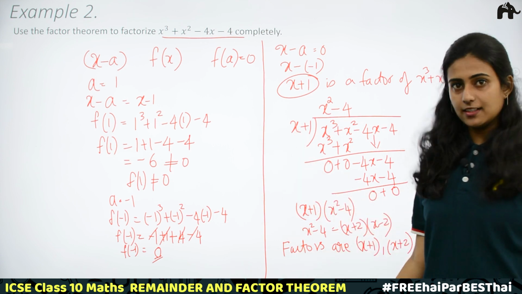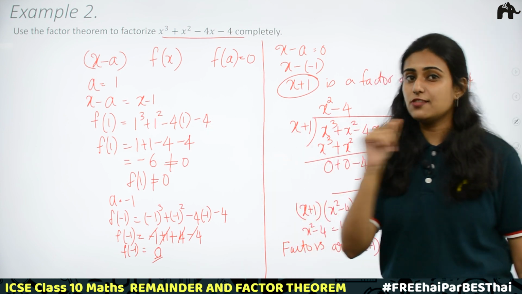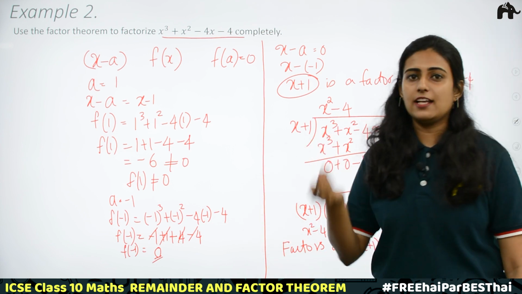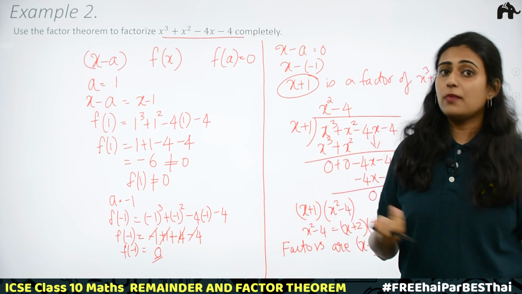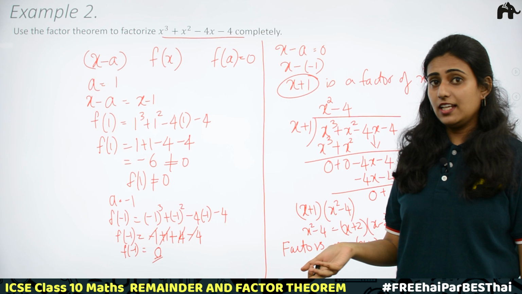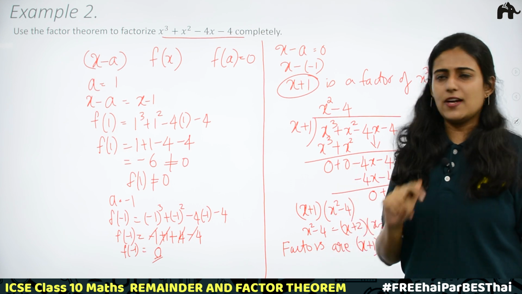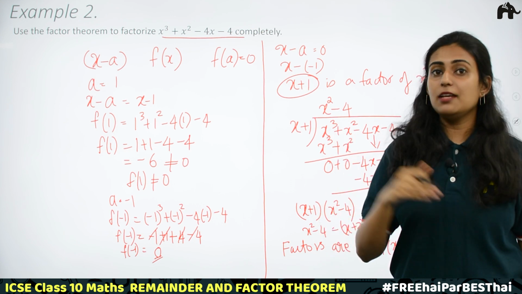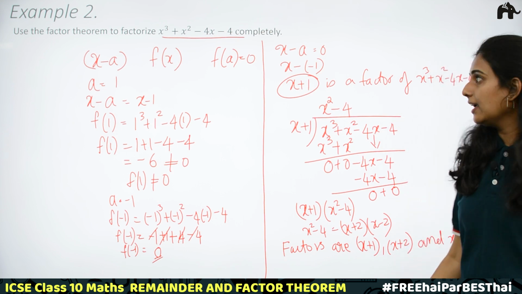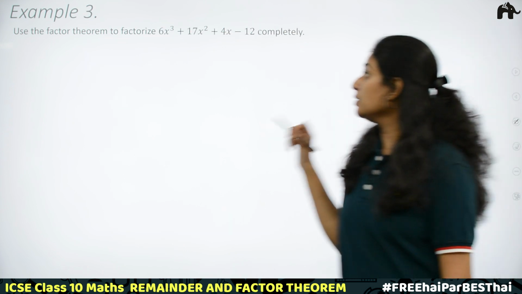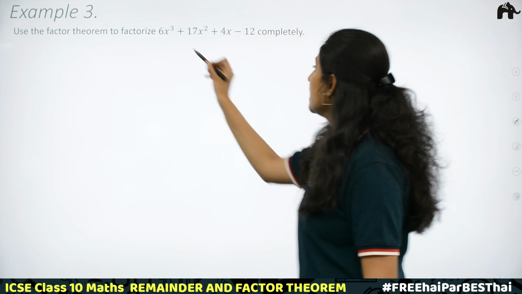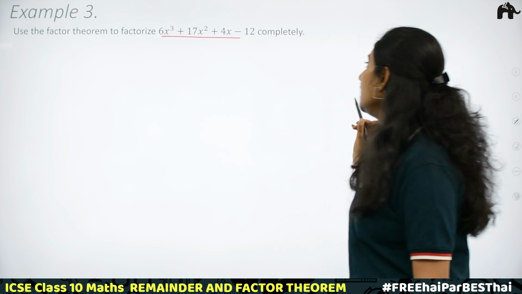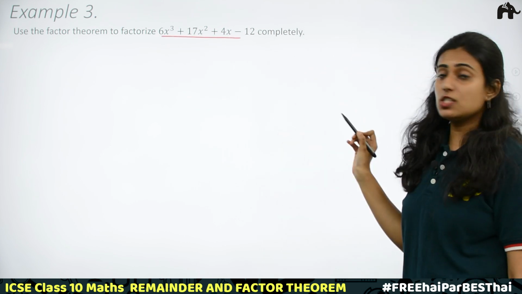Steps are clear, right? We have to check to get the first factor. We'll put some values like 1, minus 1, 2, minus 2. Still, if we didn't get any factors, by the time you will be getting at least one factor. If you didn't get, you will go to 3, minus 3, etc. Clear? Next, example 3. Use the factor theorem to factorize 6x cube plus 17x square plus 4x minus 12 completely.